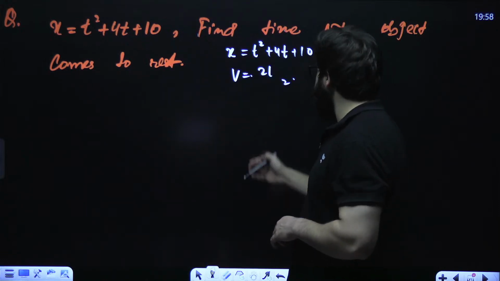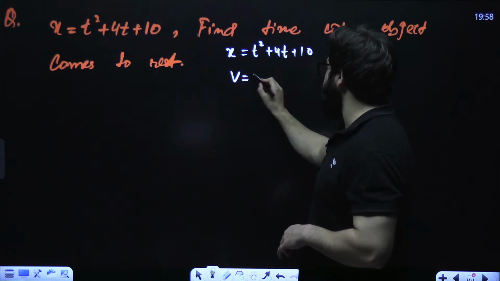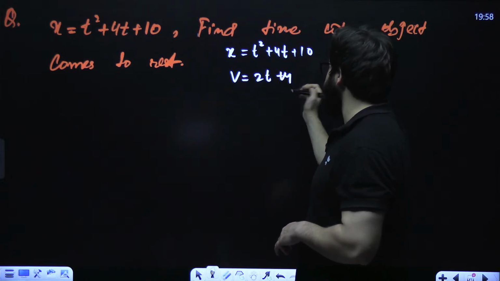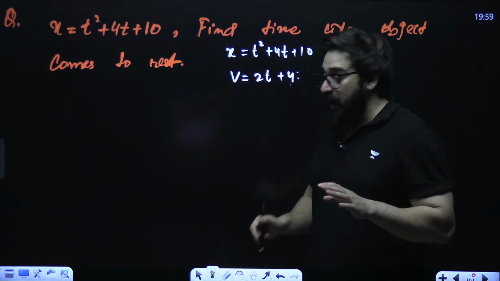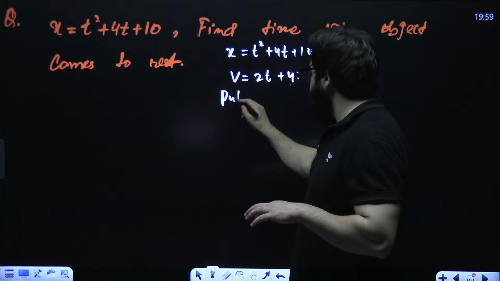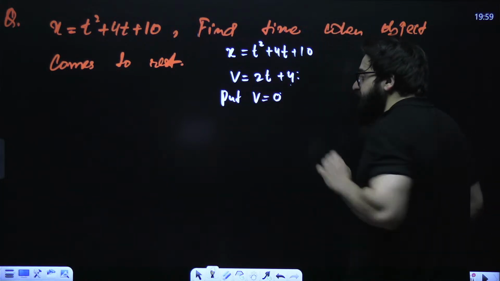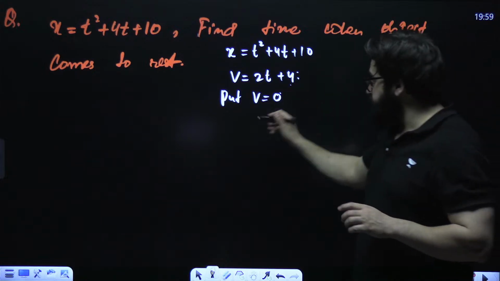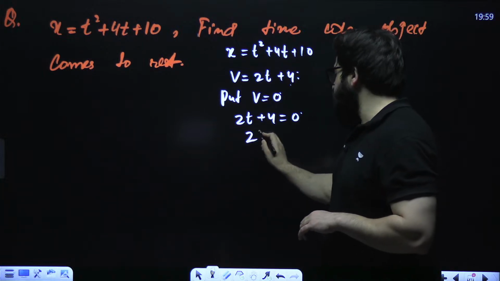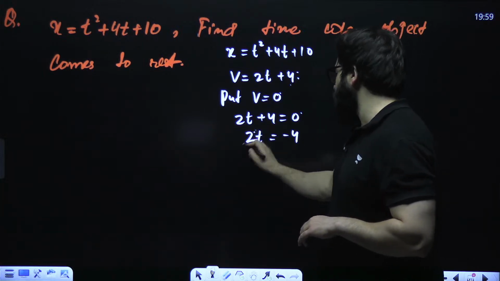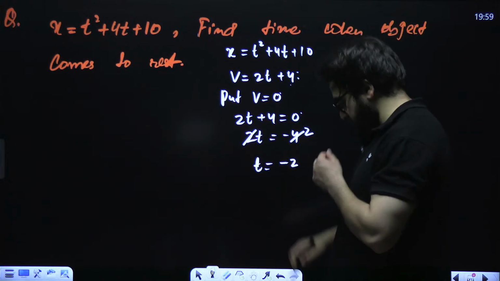Velocity is differentiation of this one, that is 2t plus 4. Now I say put velocity is equal to 0. If you put velocity is equal to 0, this will be 2t plus 4 is equal to 0. 2t is equal to minus 4, so t will come out to be minus 2.